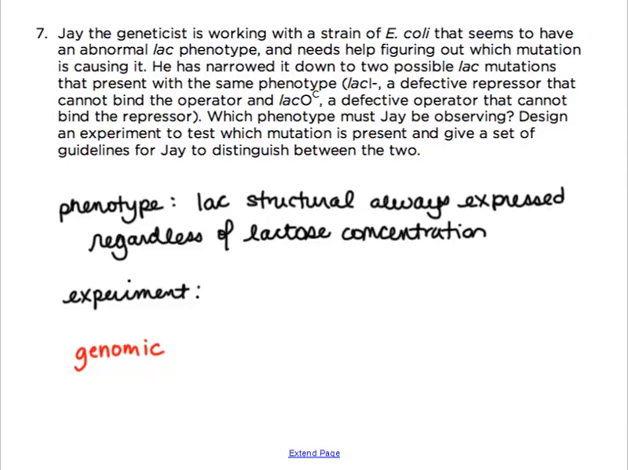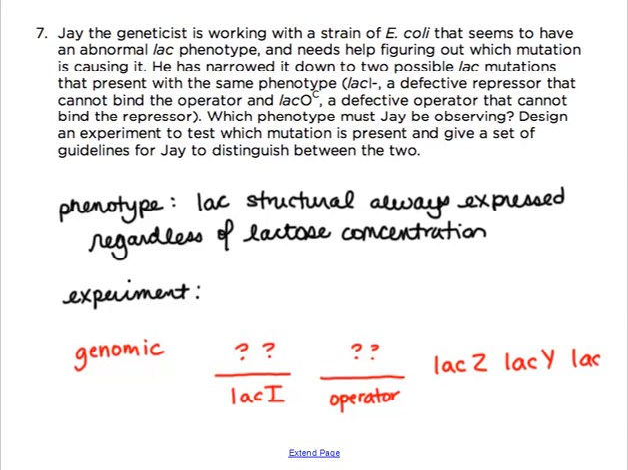Okay, so we either know that it's a mutation in LAC-I, or it's a mutation in the operator, and we don't know which one has the mutation and which one doesn't. But then we have some functional structural genes, because he's seeing them being expressed even if lactose isn't present. Okay? So if we're going to introduce another LAC operon, a copy of it, via a plasmid, we want to have some way to distinguish between the two.